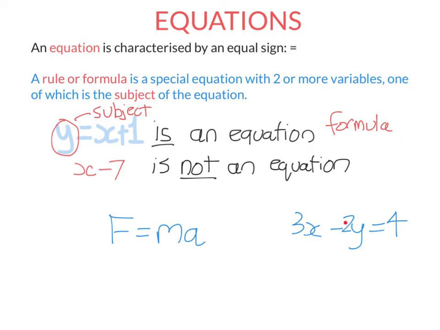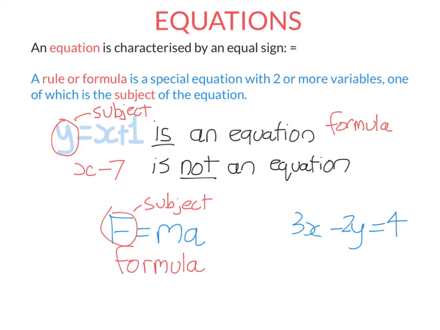So these two things here are both equations because they both have an equal sign. This one here is a formula, f equals ma, because f is the subject of the equation. F is the subject because it is by itself. So here, f equals ma, we have three variables, and one of those variables, one of those letters is the subject. That's why that's a formula.